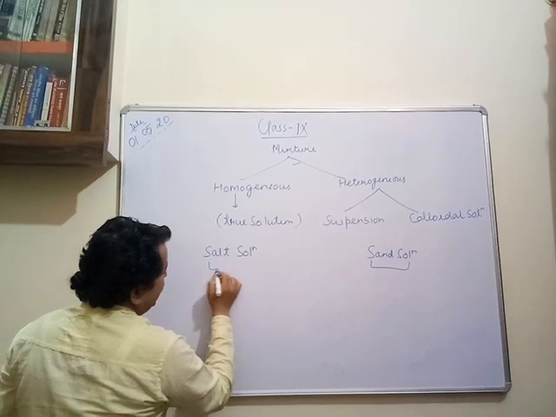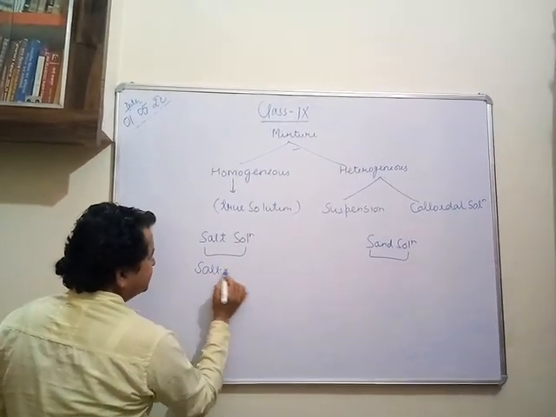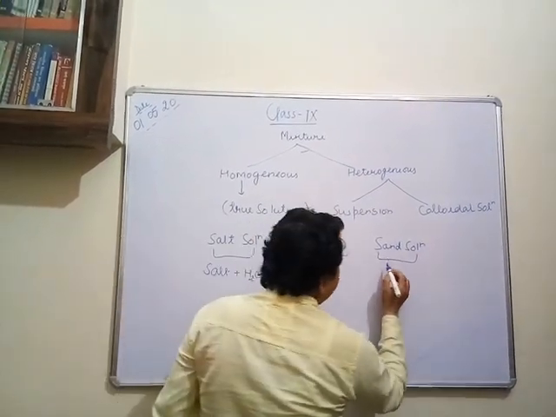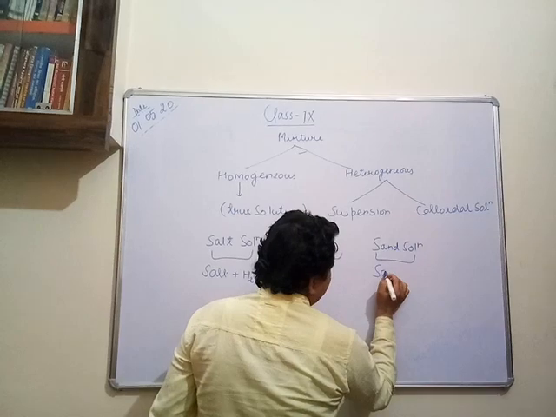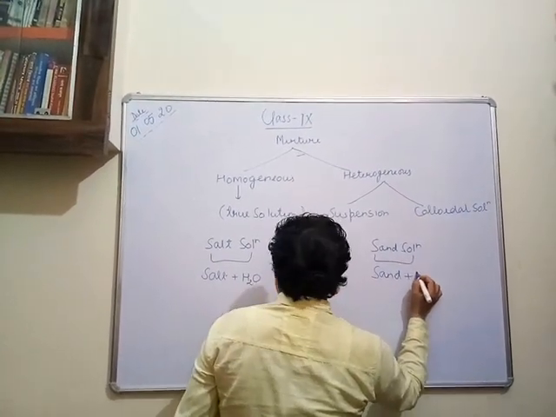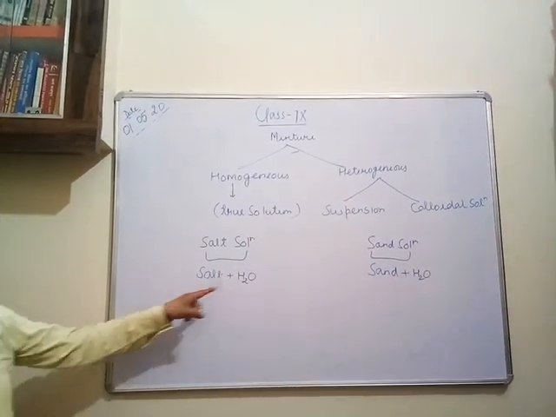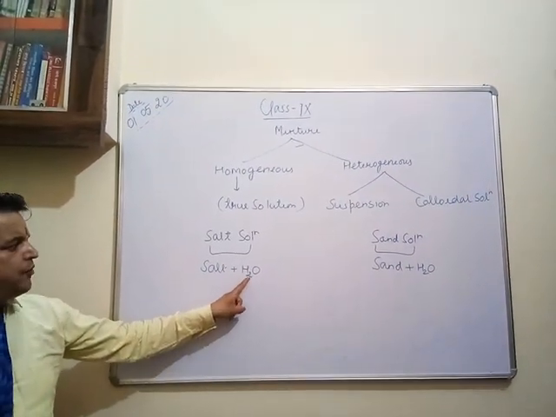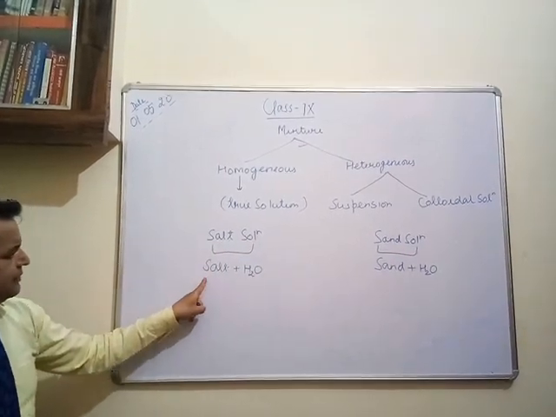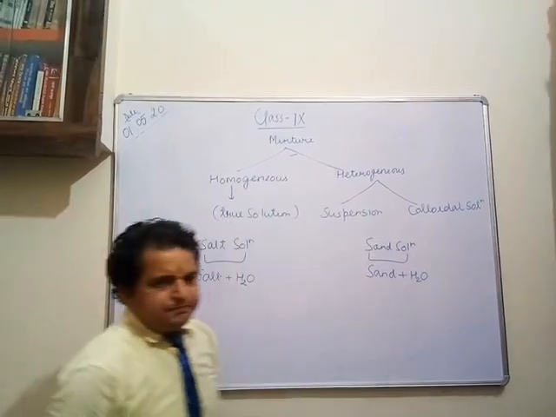Whenever I say salt solution, it means salt and water. And when I say sand solution, it means sand plus water. Here I have written H2O. You should know that H2O is the chemical formula of water, right? For the salt solution I have written salt plus H2O, and for the sand solution I have written sand plus H2O.